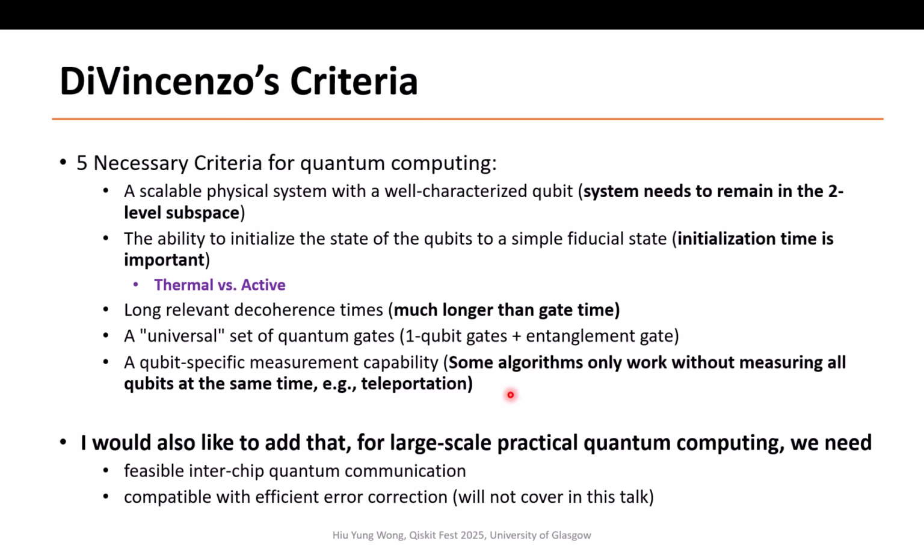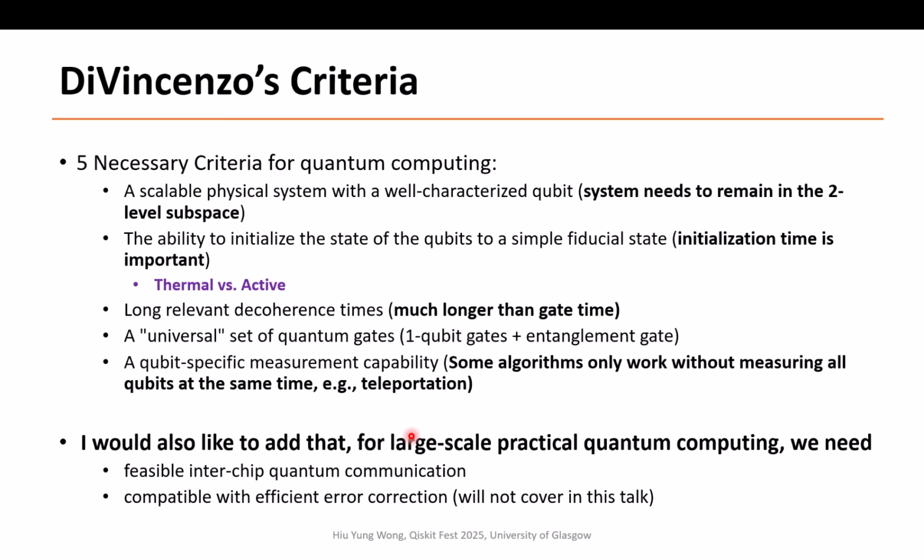Finally, you should be able to do measurement specifically on a certain qubit. We don't cover the measurement algorithm here. But in the future, when you continue to work on quantum computing, you will find that many algorithms require a lot of measurement in order to work. This is very different from a classical computer. And also in fault-tolerant quantum computing, you need to do measurement on ancillary qubits to do correction.